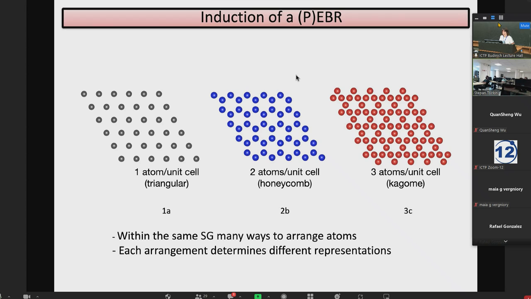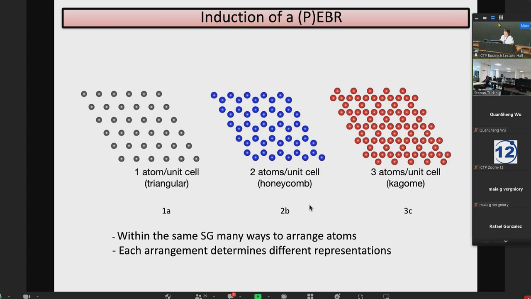Okay, so now I'm going to define another concept that is very important for this construction of the classification of topological crystalline phases, which is the elementary band representation, EBR. And it works in the following way. Whenever we have a crystal structure within the same lattice, let's say the same space group, we can have different arrangements of the atoms. We can have one atom per unit cell, two atoms per unit cell in the honeycomb lattice, or three atoms per unit cell in the Kagome. And this multiplicity of the atoms in the unit cell is defined by the Wyckoff position. 1a, we have one atom, the most symmetric position in the cell, 2b, we have two atoms, the second most symmetric position in the cell, and so on and so forth.